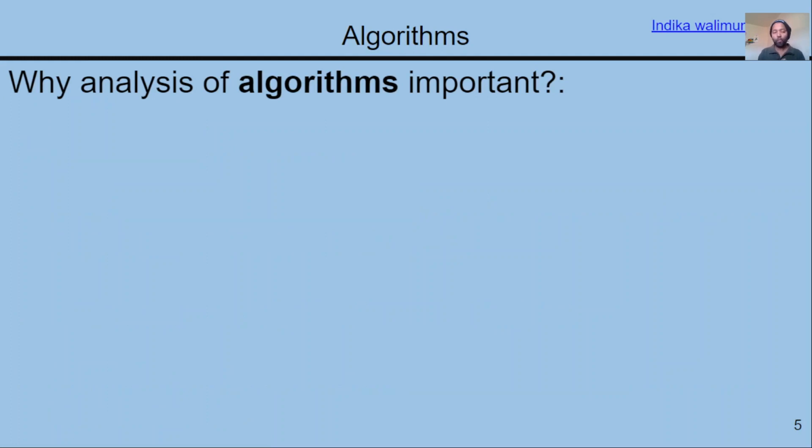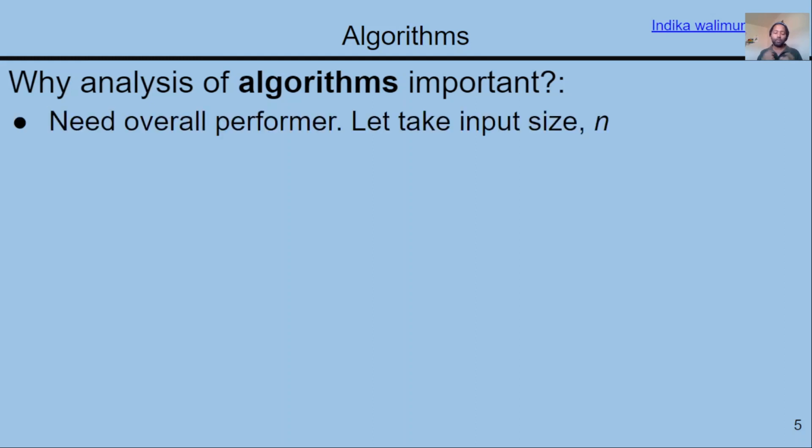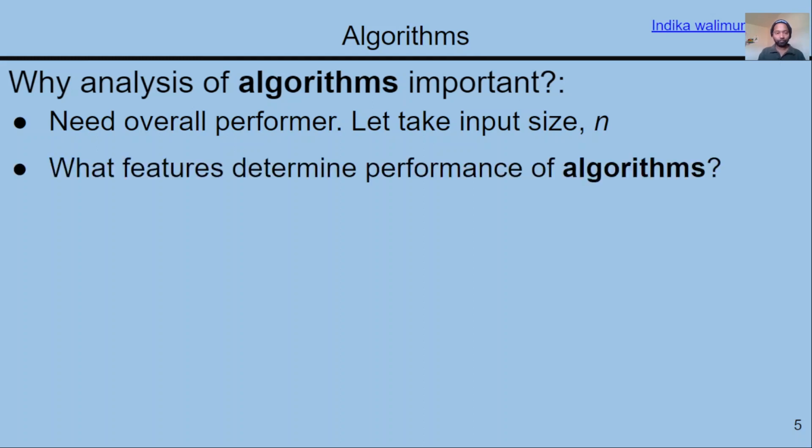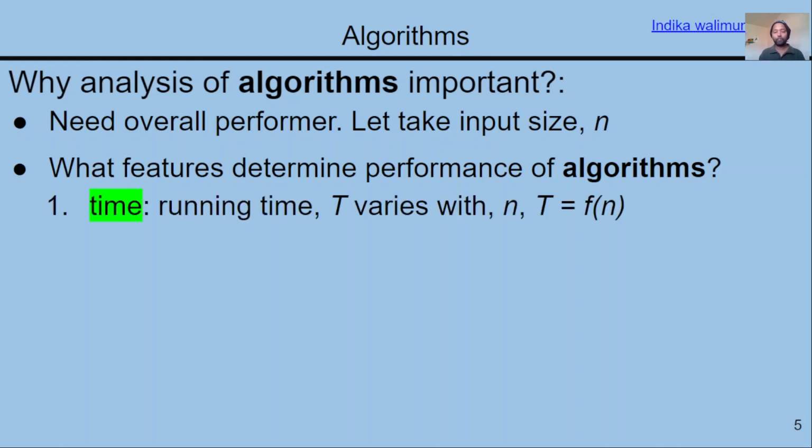Then let's talk about why analysis of algorithms is important. First, we have a bunch of algorithms, and we need to pick which one is the best. In that regard, we need to find the best performing algorithm. Let's take an input size n. Then we ask the question: what features determine the performance of an algorithm? What features can we use to judge it?